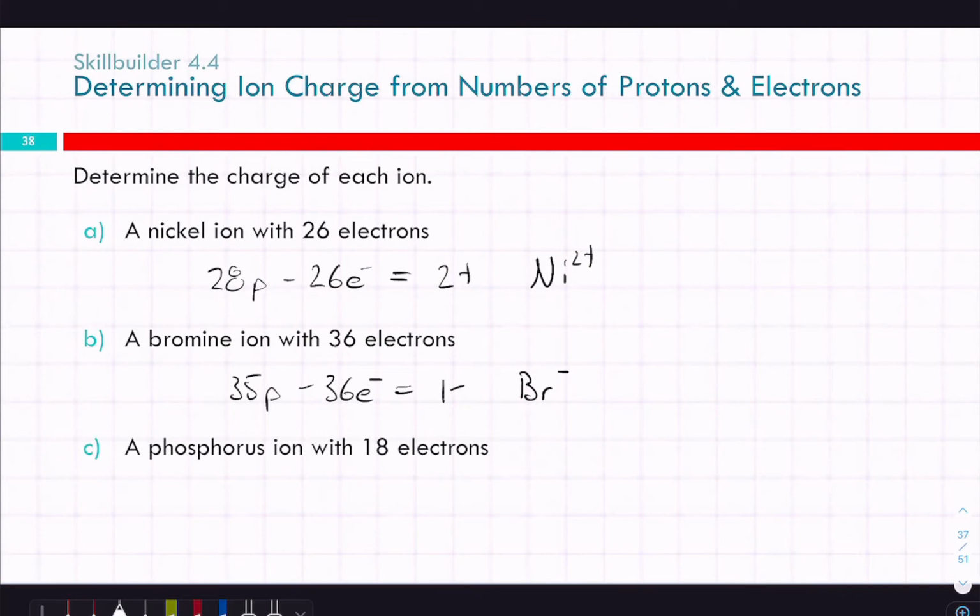You can leave the 1 off, because we wouldn't write a negative there if there wasn't at least a 1 minus charge. That's fine too. Yeah, you could write this. That's also fine. It'll be P3 minus, because phosphorus has 15 protons minus 18 electrons equals a 3 minus charge. So it'll be P3 minus. And that 3 minus always needs to be an exponent, or in the same spot that an exponent would be, superscript.